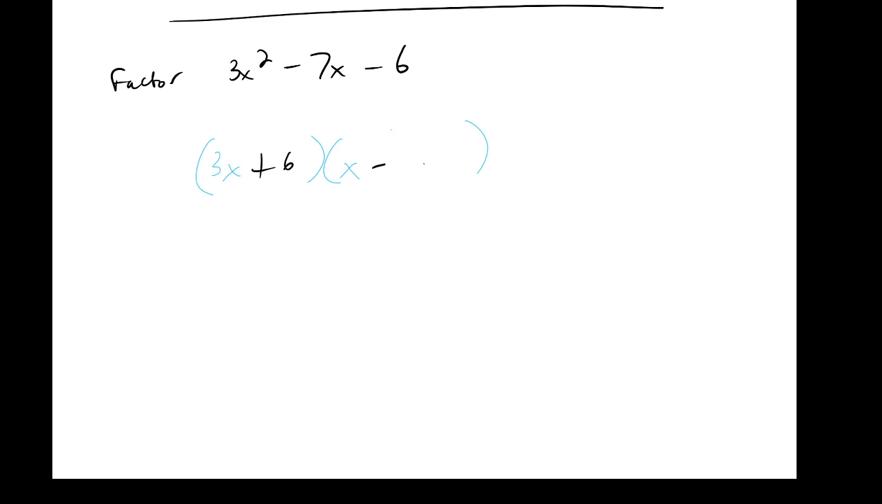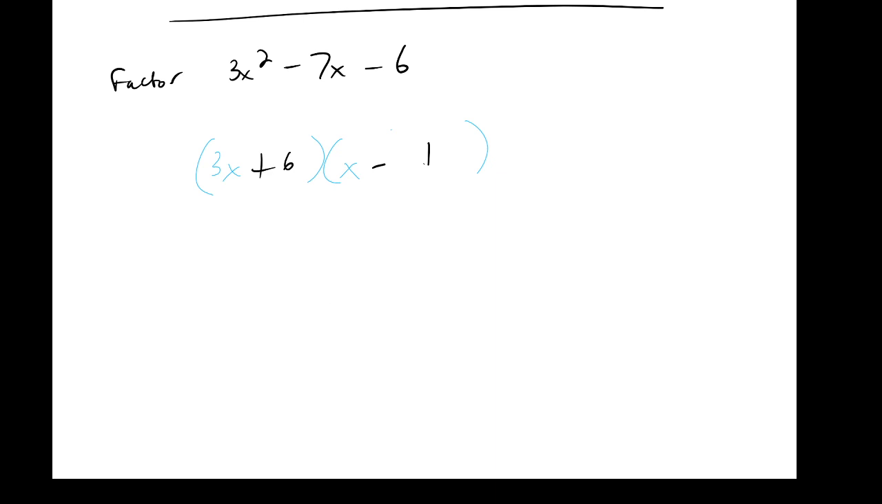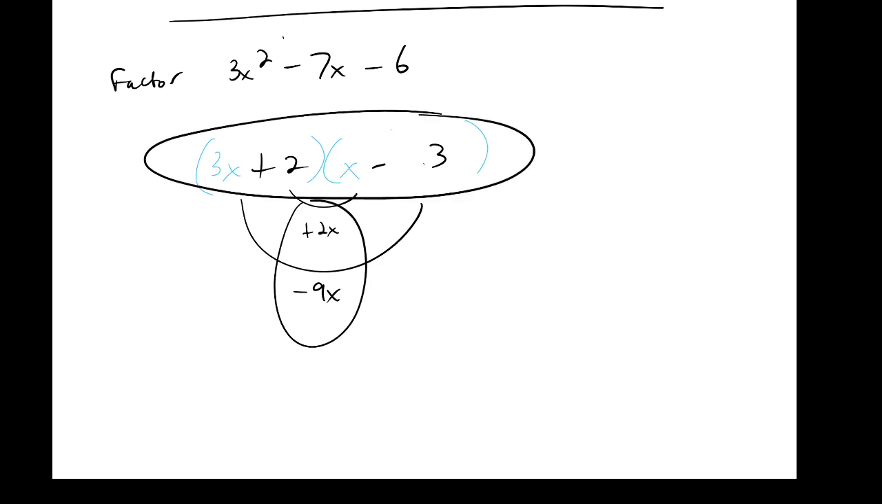So let's flip them. 6 and 1. 6x, negative 3x. When you put those together, it's going to be a 3x. That's not going to work. So let's now move to different numbers. 2 and 3. This guy's going to be 7x. This guy's going to be 2x. This is going to be a negative 9x. The sum of those two is negative 7x. So we have our correct answer right there. 3x plus 2, x minus 3.